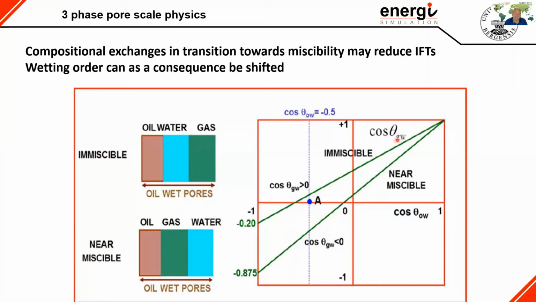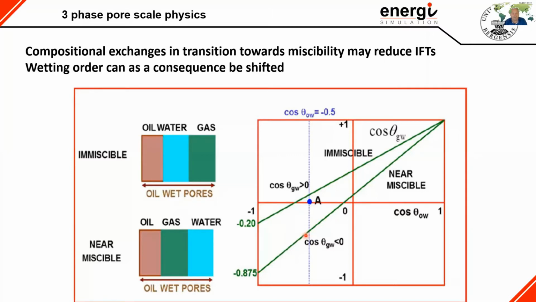We have illustrated the upper green line as the miscible case, and we see that we have a larger slope of cosine theta for gas-water when we go towards miscibility, due to the changes in the interface tensions. So if I'm staying here at point A, which is weakly oil-wet because I have a cosine theta oil-water equal to -0.5, then at this point I have a positive cosine theta gas-water for the immiscible case. That means water is more wetting compared to gas, while when it goes negative, it turns around. So for the near-miscible case, gas becomes more wetting than water. So we're changing the order.